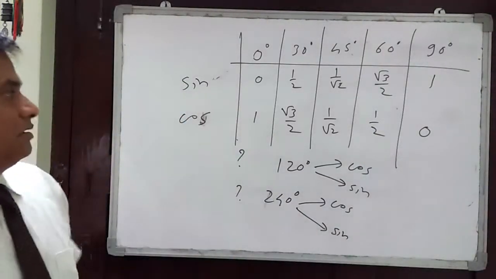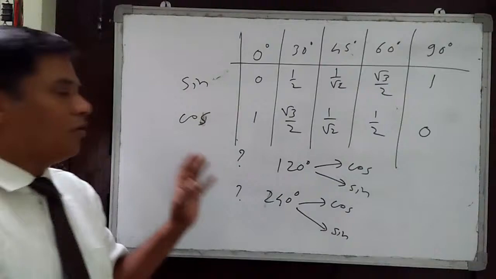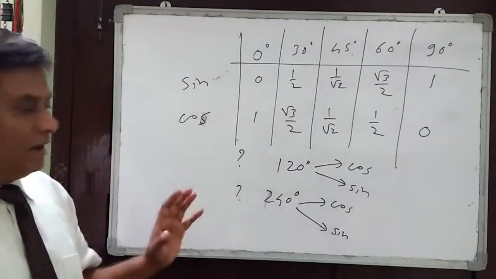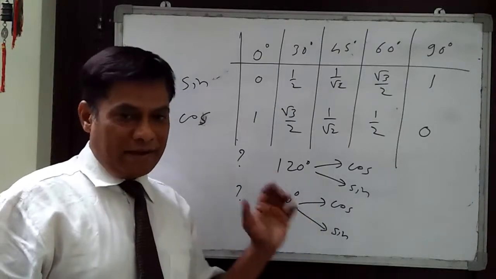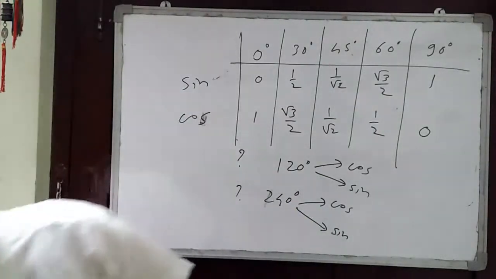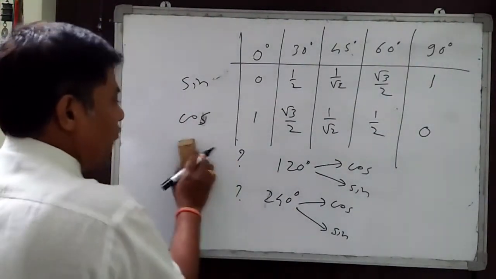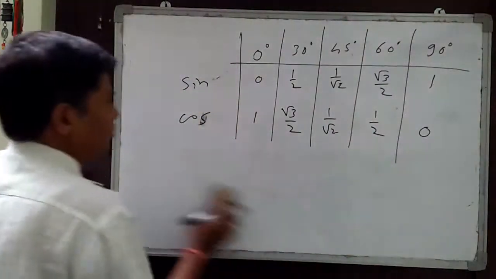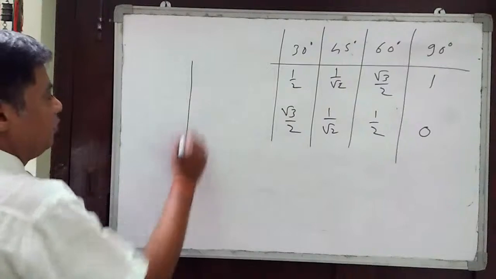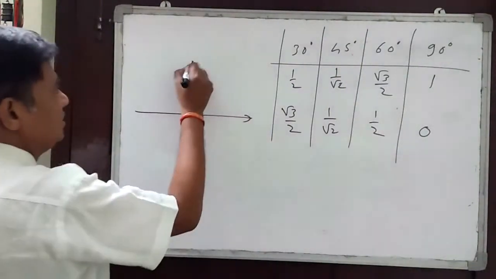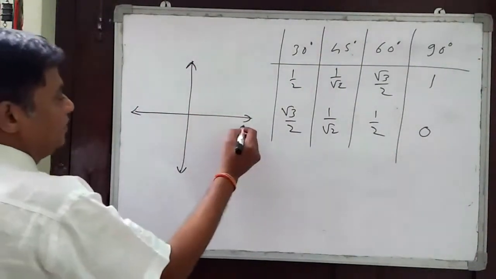To get the answers, let us understand the geometrical meaning of cos and sine first, and using that concept we will be able to find the trigonometric ratio of any angle. Now what is the geometrical meaning of sine and cos? For that we will use the concept of revolving line. This is the revolving line, this is the Cartesian plane in fact.